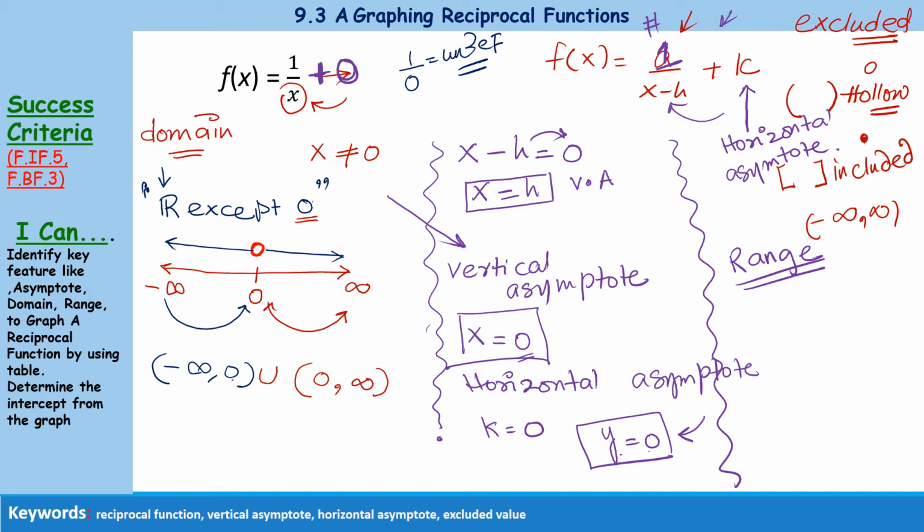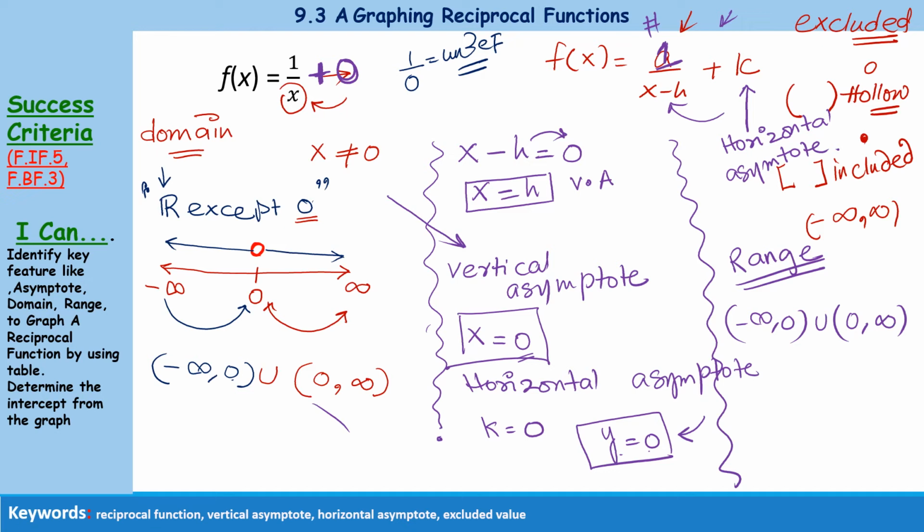And again the y will not touch the 0 point. That is, the horizontal asymptote will not touch the 0 point at y. So in the range, you will again write the same: all real numbers except 0. And now you know how to write negative infinity till 0, and then union 0 till infinity. So this is your range.